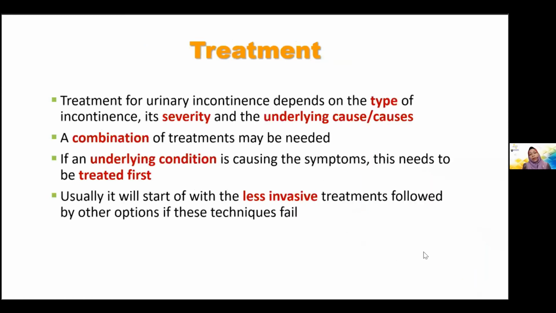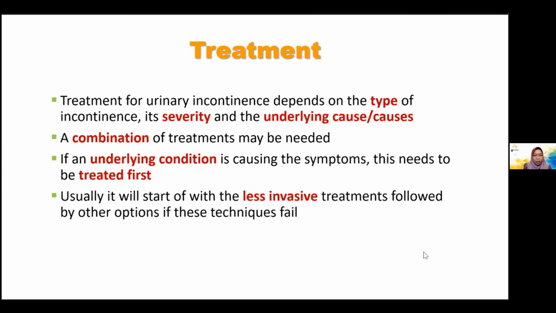Treatment. There are a few treatments that you can help the patient with. It depends on what type of urinary incontinence you're dealing with, how severe it is, and what other underlying causes. You might need combination treatment for the patient. And if the underlying condition is causing the symptoms, you need to treat this first. For example, if there is a huge ovarian mass, removing the mass, referring this patient to your gynecology colleague might be the solution, because there's no more external compression, the patient will not suffer from stress urinary incontinence.